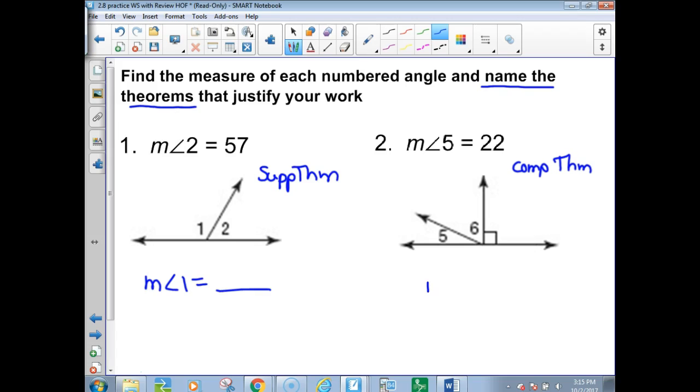So I know what you're going to do. You need to find me the measure of angle 6. You're just going to use your calculator. I'm not going to write down these answers.